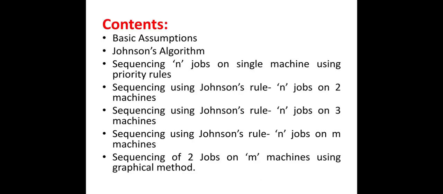The contents of this topic are basic assumptions of sequencing, Johnson's algorithm, sequencing n jobs on single machine using priority rules, sequencing using Johnson's rule n jobs on two machines, sequencing using Johnson's rule n jobs on three machines, sequencing using Johnson's rule n jobs on m machines, and sequencing of two jobs on m machines using graphical method.